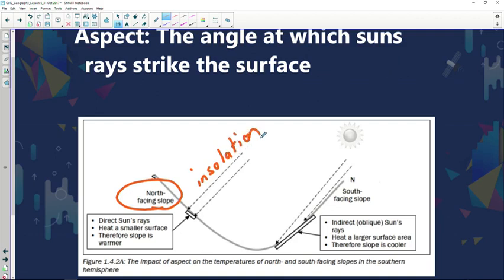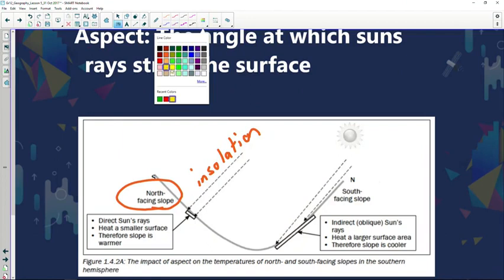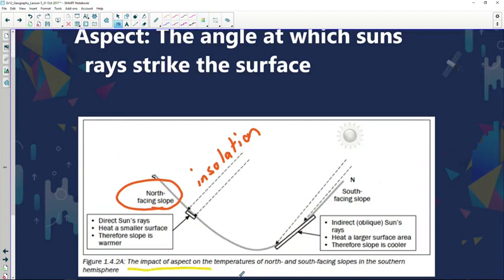Now, what is insolation? We discussed it in the previous lessons. It's incoming solar radiation. Bear in mind, it's direct insolation, it's direct sun rays. Now, the north-facing slopes are facing towards what direction? Towards the equator. So if we move in that direction over there, we have the equator, and over here we have the polar regions.